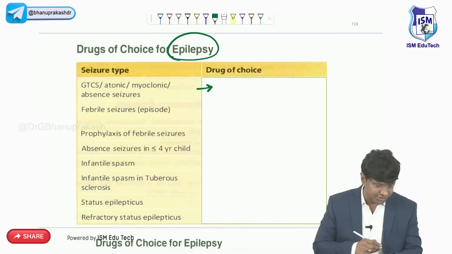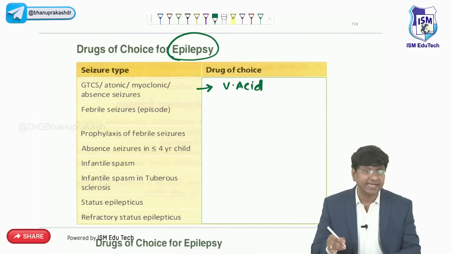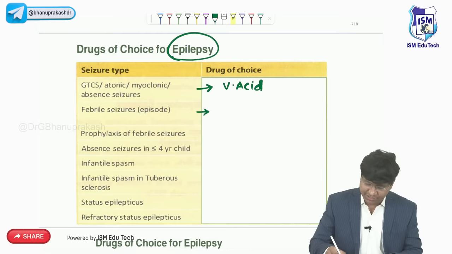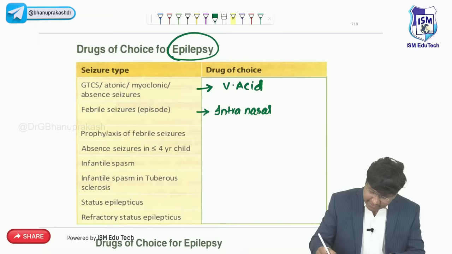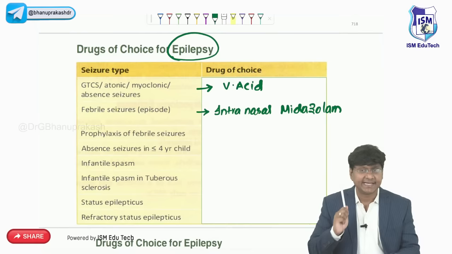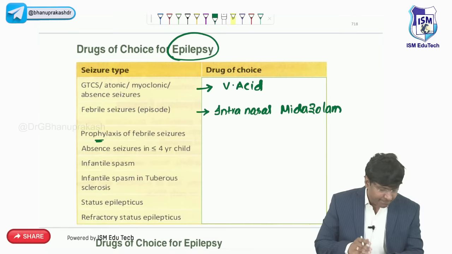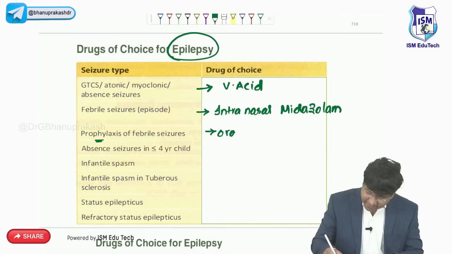And what is the drug of choice during an episode of febrile seizures? During an episode of febrile seizures, what we give is intranasal midazolam, or the other drug that can be given is rectal diazepam. But what is the prophylaxis that you should give? For prophylaxis of febrile seizure, we give the same midazolam, but oral midazolam.